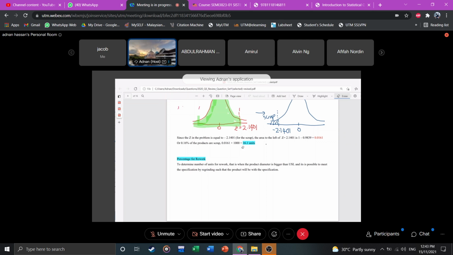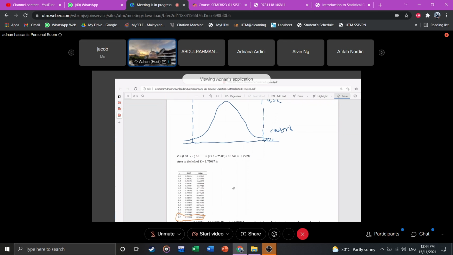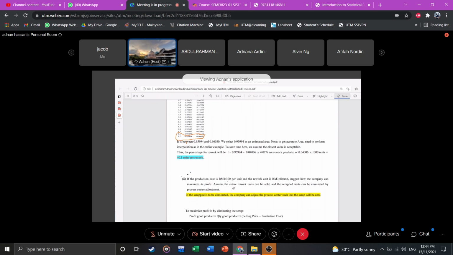Okay, to determine the percentage for rework, the product diameter is bigger and it's possible to meet the specification by grinding the size. If you want to get the rework, you go to this side. What is the area of this? Use the same formula: upper specification limit minus the mean, divided by the sigma, and you get the area to the left.